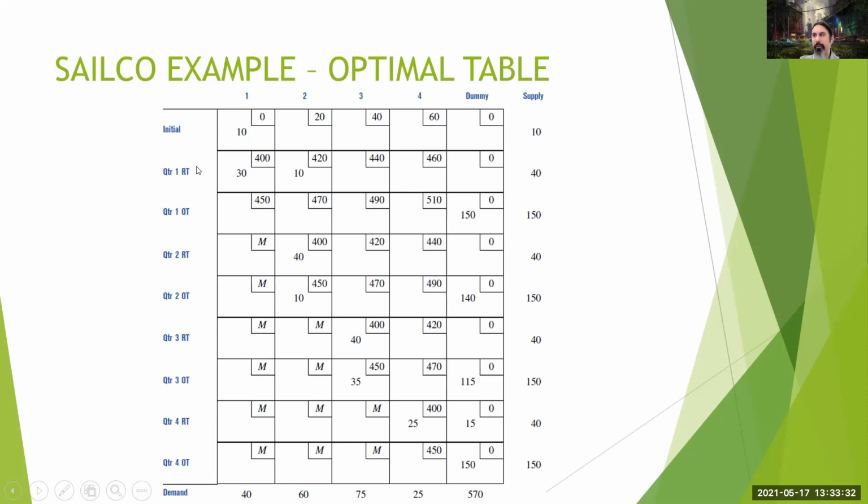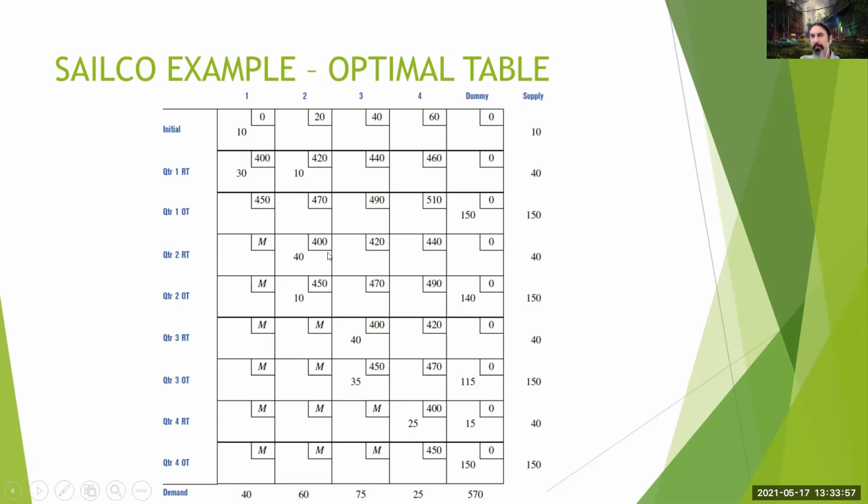In the first quarter, we are producing in regular time 40 boats, 30 of which is used in the first quarter, 10 of which is held in the inventory and sent to the second quarter. There is no overtime in the first period, so 150 is sent to the dummy. The dummy means that this is not used, this is not done. So we're not using 150 units of overtime over here.